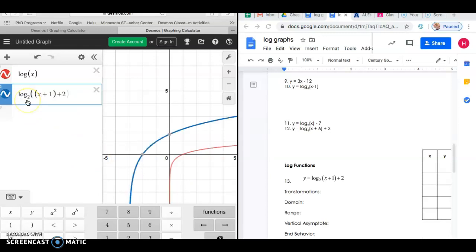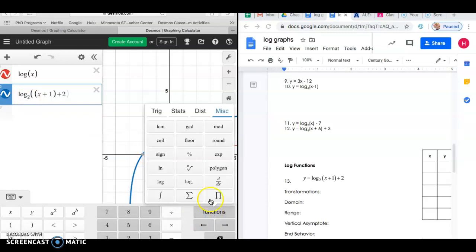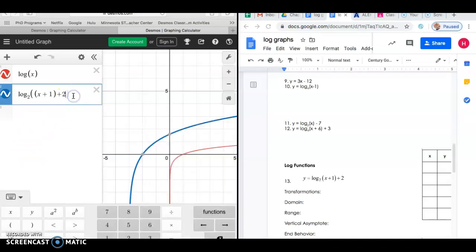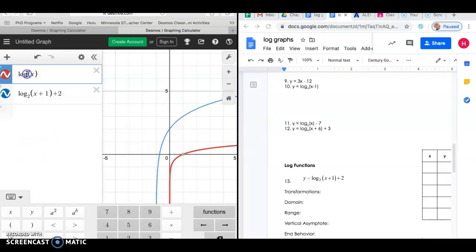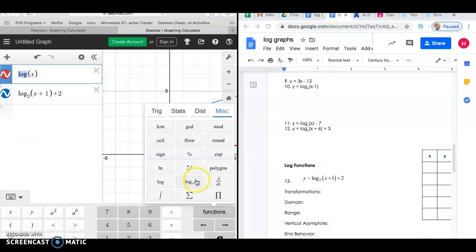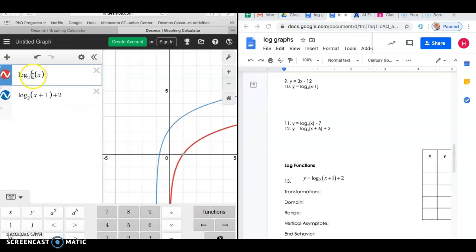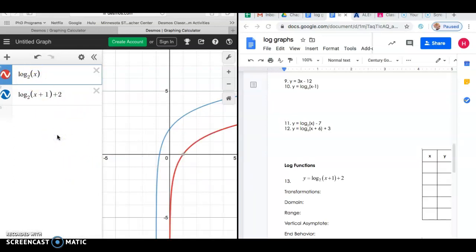Perfect. So I'm assuming you guys didn't see what I did there, but you go under functions, and you go under miscellaneous, and then it's this little log with a little a on it, and then you can put in your number. Okay? So your parent function is going to be log base 2 of x, and the function that you're looking at is log base 2 of x plus 1, plus 2. Go into your transformations, your domain and range, your vertical asymptote and end behavior.